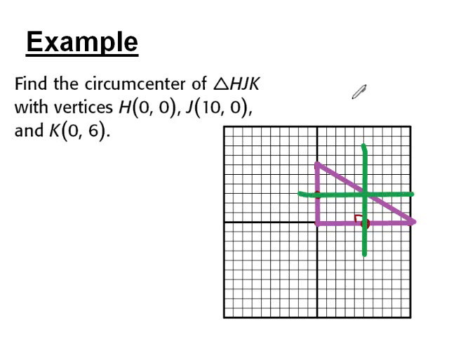So do you see how the point of concurrency is going to be right there? That's where the two lines intersect. So it says find the circumcenter. The circumcenter for this one, the coordinate point was we went over 5, up 3. So it's at (5, 3).